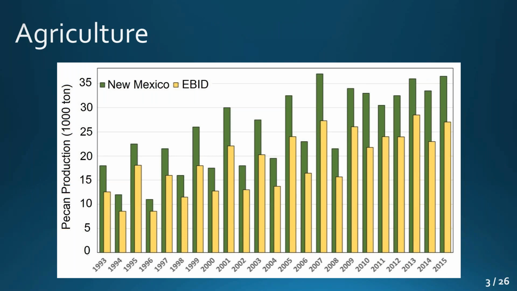So this chart shows the importance of this region in terms of pecan production in general. And we know that the state of New Mexico is the second producer of pecan in the United States, trailing Georgia pretty closely. And so the green bars show pecan production in the state of New Mexico, and the yellow bars show pecan production in our study area. So that basically shows that the majority of pecan production in the state of New Mexico actually happens within the confines of the Elephant Butte Irrigation District. So that's the most important crop that the farmers will tend to want to protect.